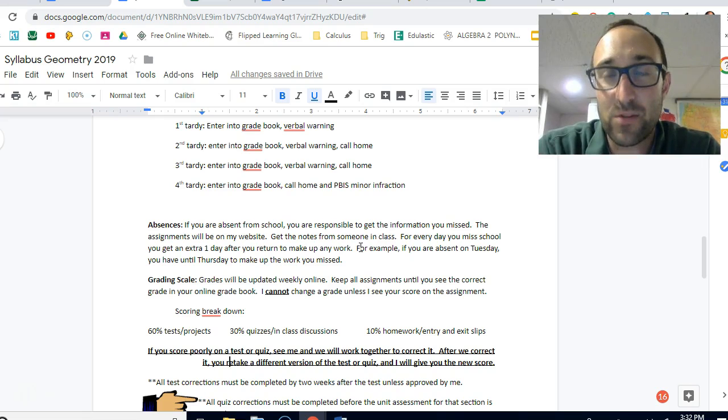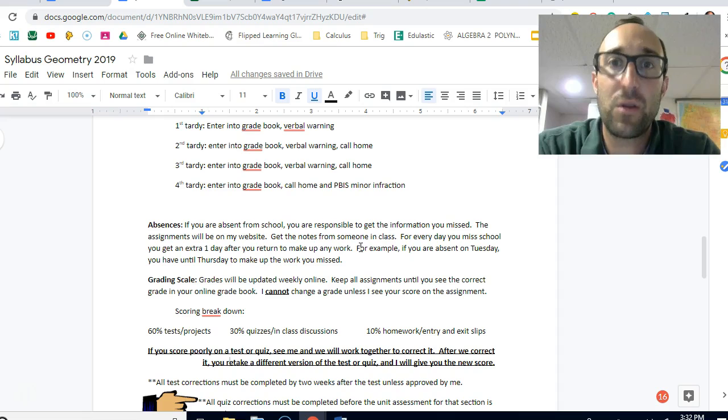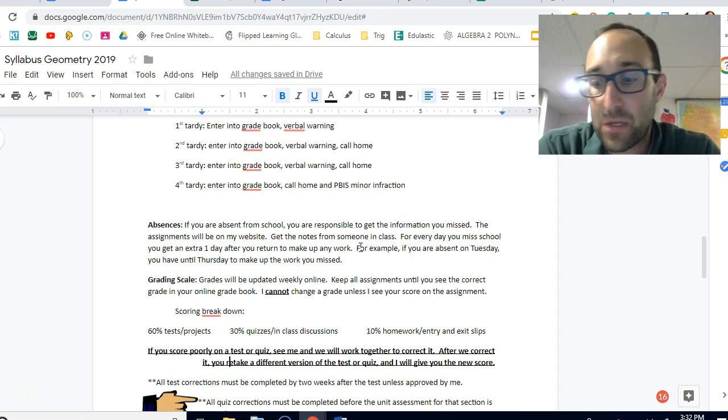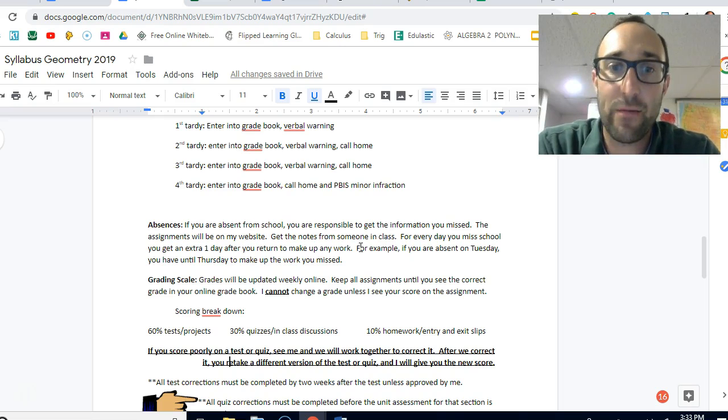If they are absent for several days, every 2 days they get 2 days to make it up. 3 days, they get 3 days to make it up. If they're gone for an extended period of time and they come and talk to me, we usually can make up some sort of agreement as to when the work needs to be completed and when they can get it into me. So I am fairly flexible.